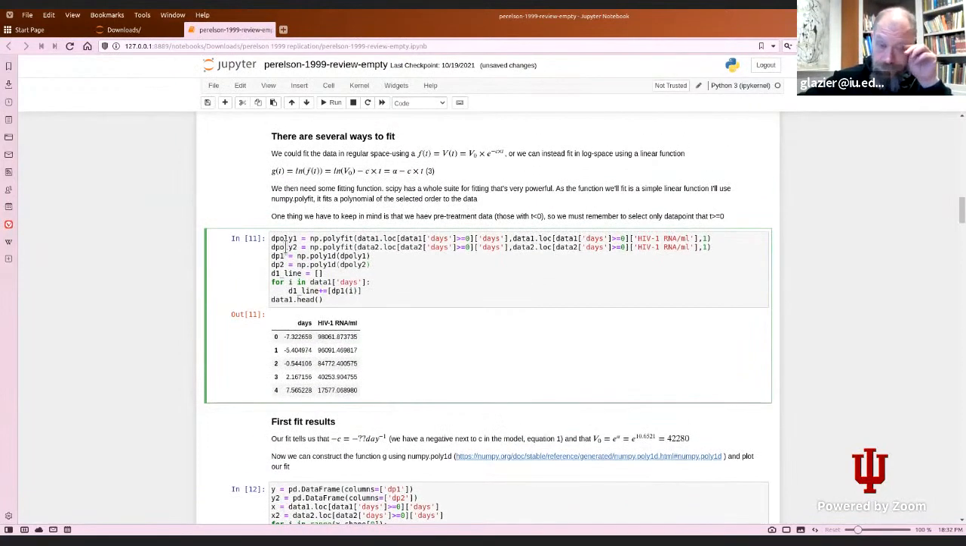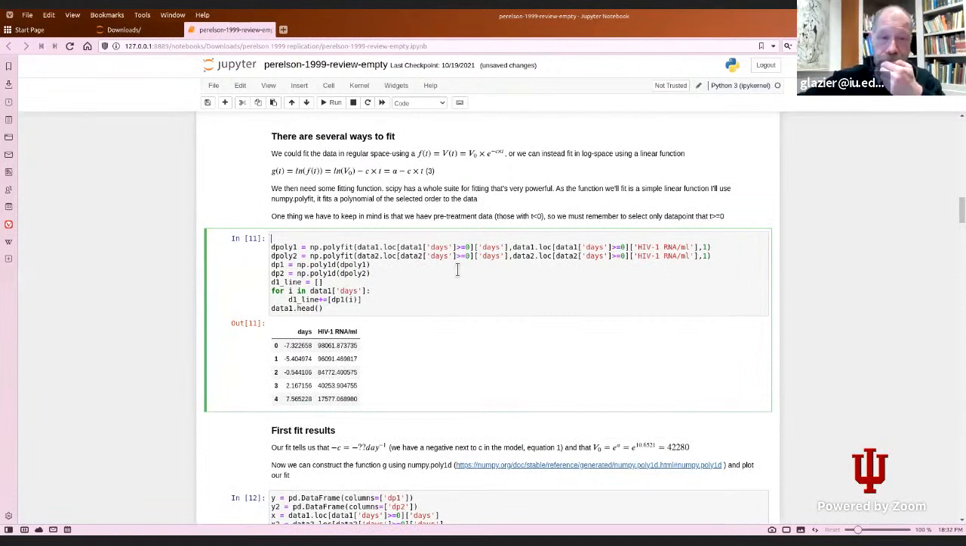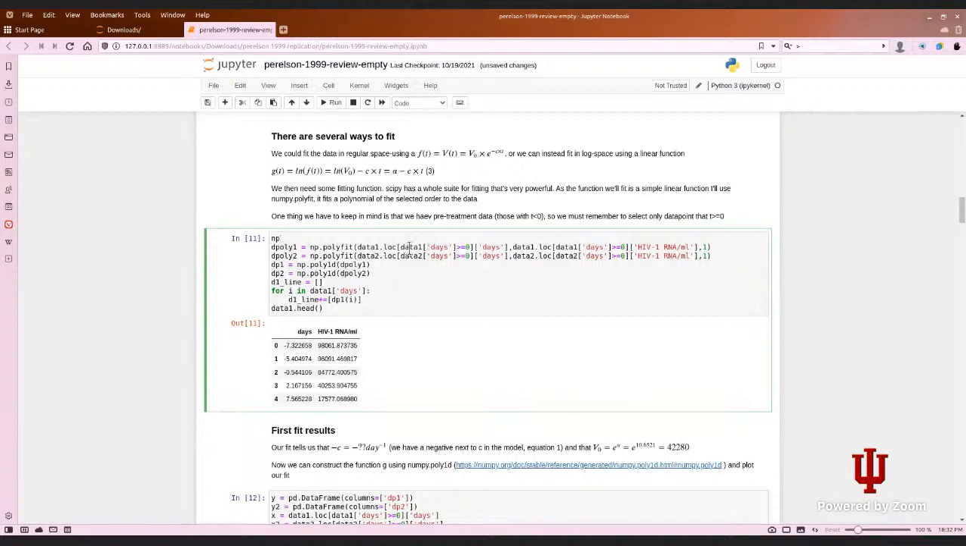Okay. Oh, so I'm putting data one days, the actual measured amount of viral RNA in the plasma or whatever. So what I did was a bit different logic, but was something like that. Probably don't need the NumPy array, just the NumPy log of data one HIV. So you can do it inside of the polyfit function. Oh, I see. Yeah, there. Yep.